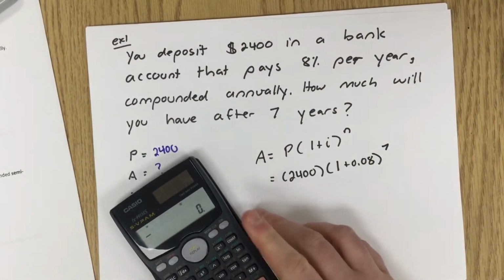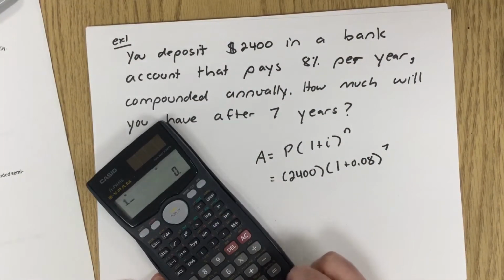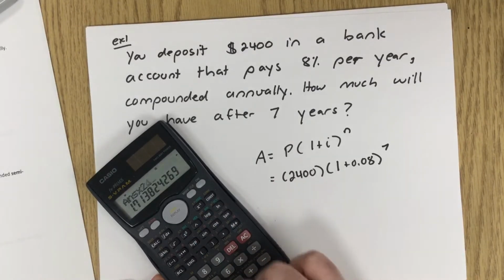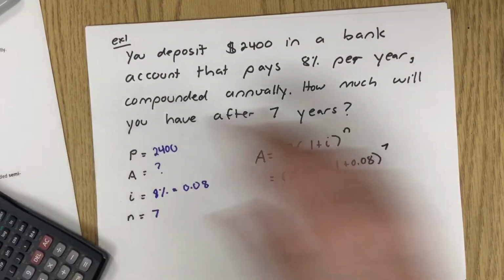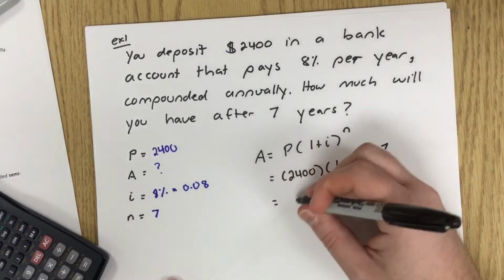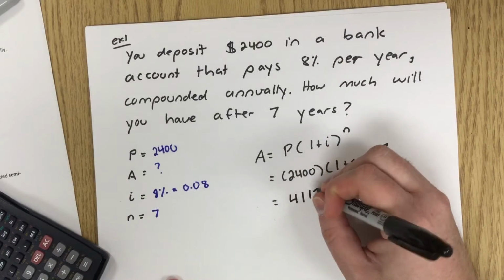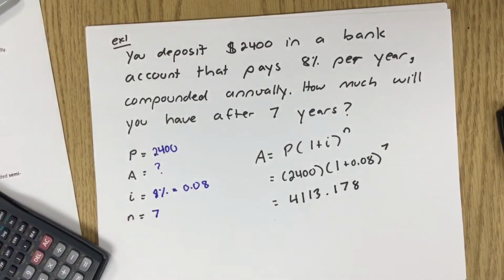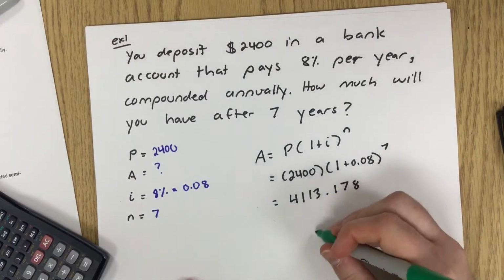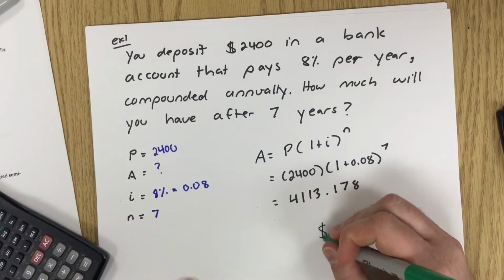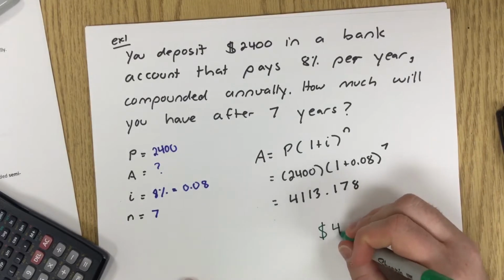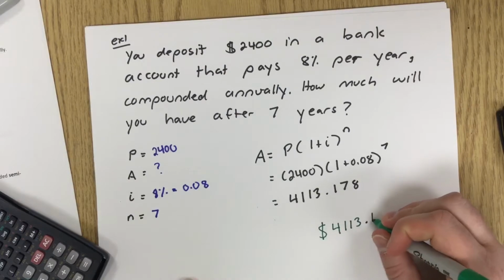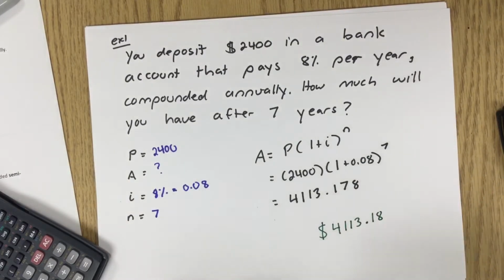When I type in the calculator, I tend to do the exponents first, but you don't have to. 1.08 to the 7 times 2,400. And that's going to be equal to 4,113.178. And for the final answer, we're going to round it to the nearest penny. So what you're going to have, and you would normally do a whole "therefore" statement, would be $4,113.18. That would be the answer.